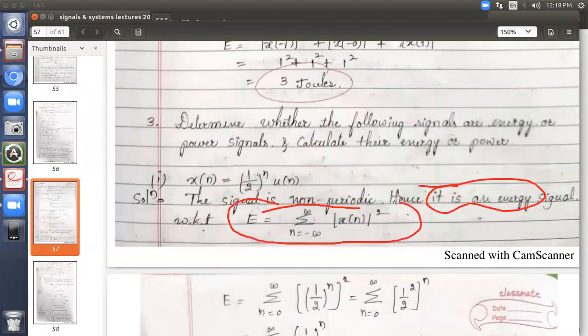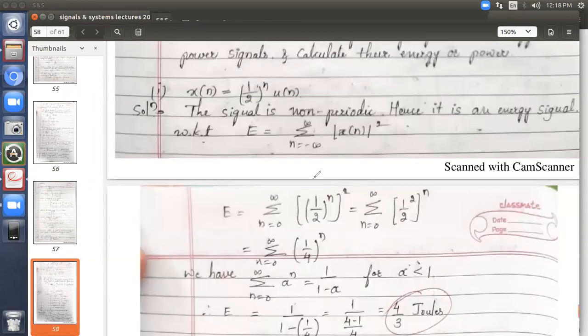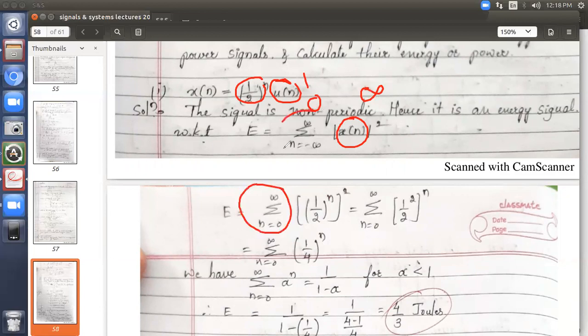The energy equation, we know, is the summation of the signal's magnitude squared, and the general summation range is minus to plus infinity. So substitute half raised to n, because the signal is half raised to n into u of n. The amplitude of u of n is no doubt 1 for all, but what is its range? It is from 0 till infinity. That's why the summation range in the formula has changed. It is not minus infinity, it is 0 to infinity.